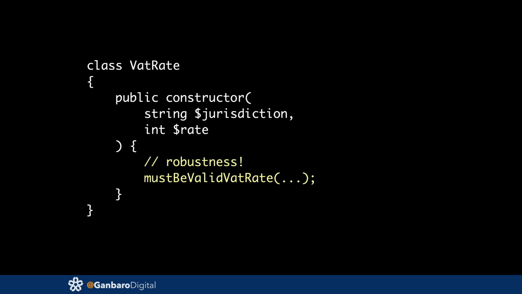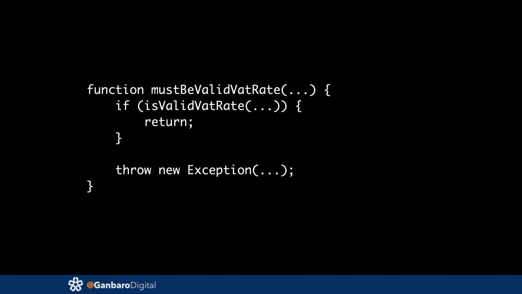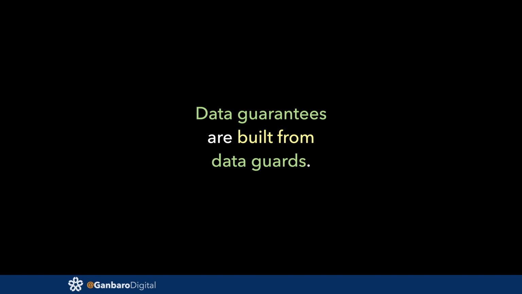Do something like this instead, where all you're doing is calling a function, and if the function returns at all, you know you're safe. It's hard to go wrong with this style of programming. Much harder to go wrong. And this function would look something like this. The first thing it does is call our data guard. This is important. Our data guarantees are built from data guards. We don't have bespoke checks in here.